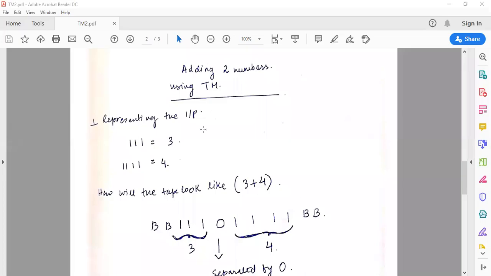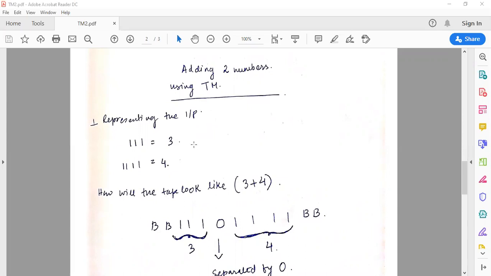Okay, students, welcome to the second part of this lecture. In the previous part, we have seen how to use a Turing machine for finding the ones complement as well as two's complement for a binary number. In this part, we are going to see how to add two numbers using a Turing machine.